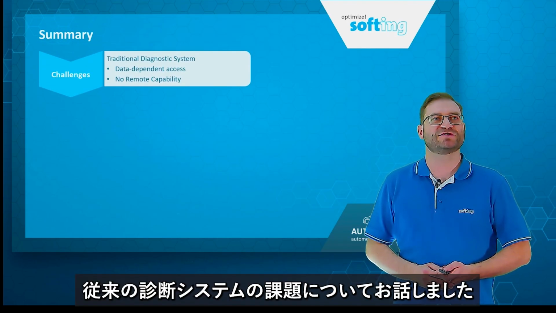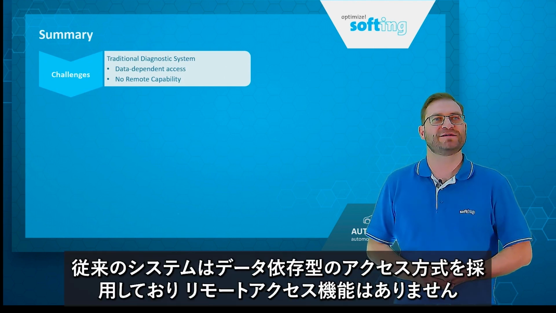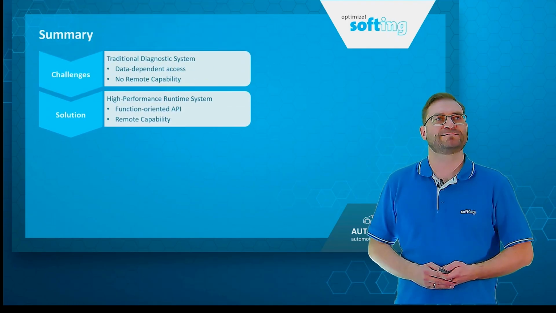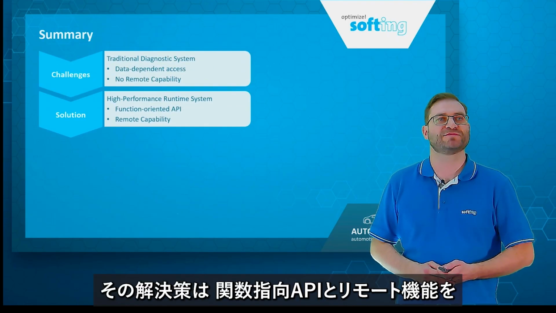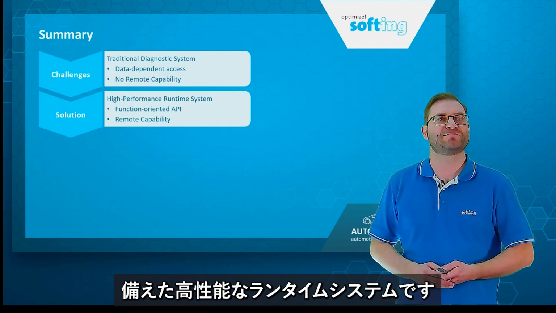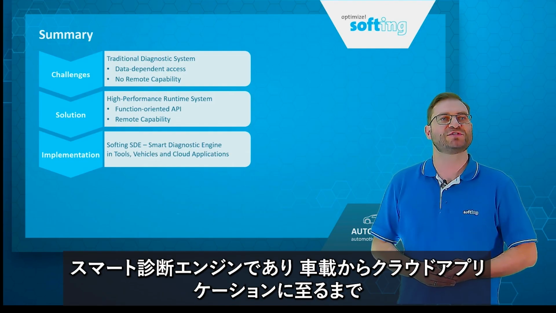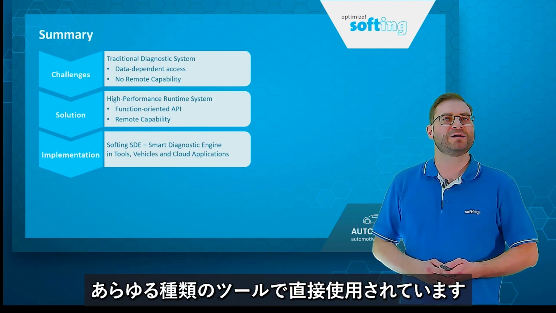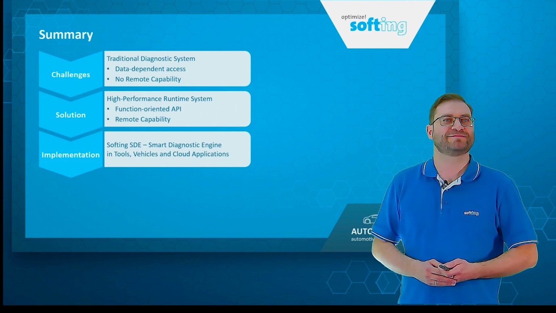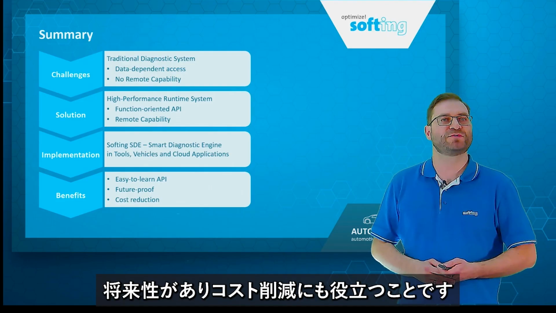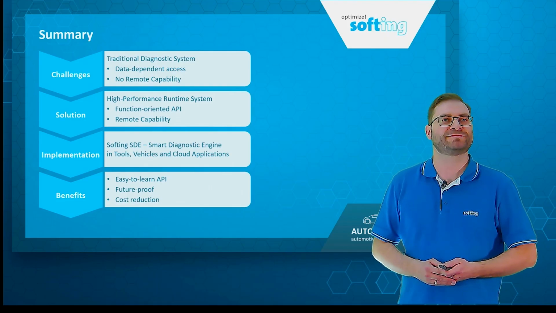We talked about the challenges of the traditional diagnostic system. It has a data-dependent access and no remote capability. The solution is a high-performance runtime system, including a function-oriented API and also remote capability. The implementation is our product, Softing SDE, the Smart Diagnostic Engine, which is used in all kinds of tools, directly in a vehicle or in cloud applications. The benefits are it has an easy-to-learn API, it is future-proof and helps to reduce costs.